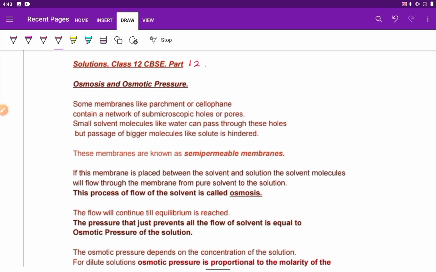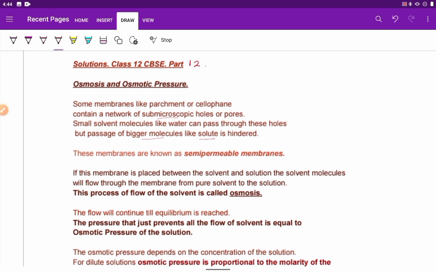So what we find is that there are some membranes, like parchment or cellophane, which contain a network of holes. These holes are submicroscopic. Small solvent molecules like water can pass through the holes, but the passage of bigger molecules, which are solutes, will be hindered. So solute molecules cannot pass through. We call it semi-permeable, meaning it will permit some substances but hinder other molecules. So these membranes are known as semi-permeable membranes.